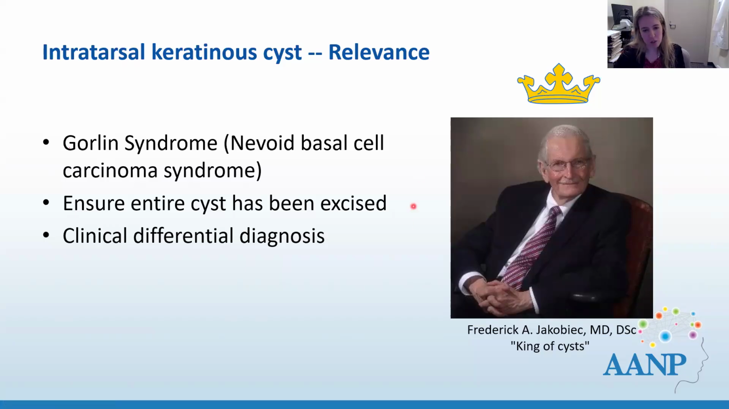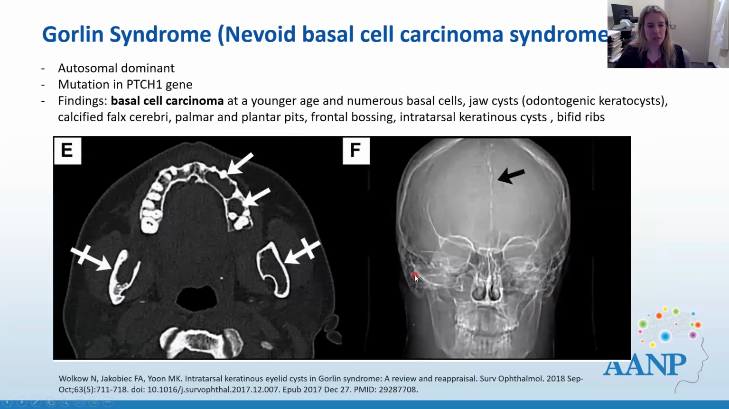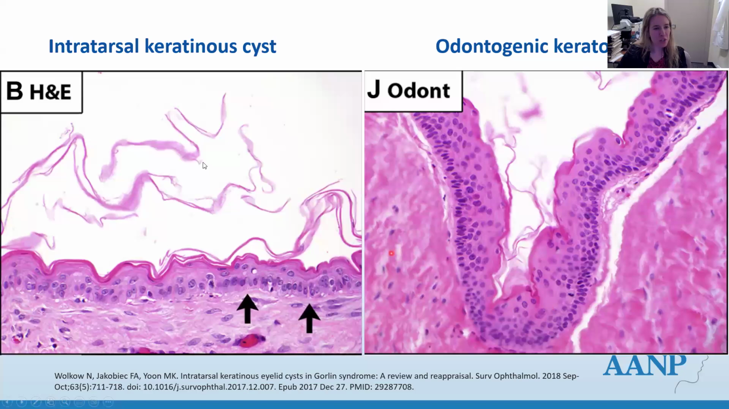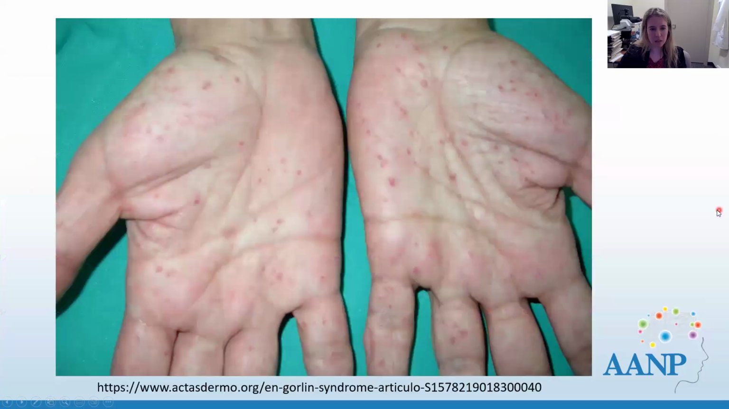And then clinically, there is a differential diagnosis for these cysts where something else may have been suspected. So Gorlin syndrome, autosomal dominant process with a mutation in the PTCH gene. There are many different findings, including things like odontogenic keratocysts, calcified falx cerebri, bifid ribs. Here is an intratarsal keratinous cyst. And just comparing it side by side from the same patient with an odontogenic keratocyst, you can see that there's some similarity in the cyst lining.